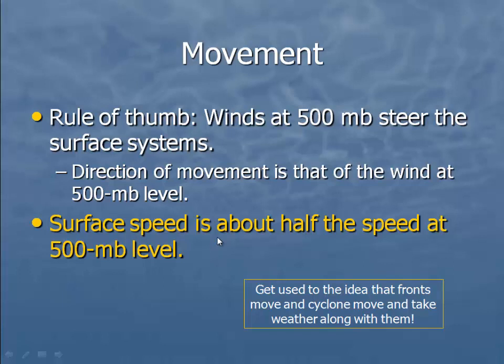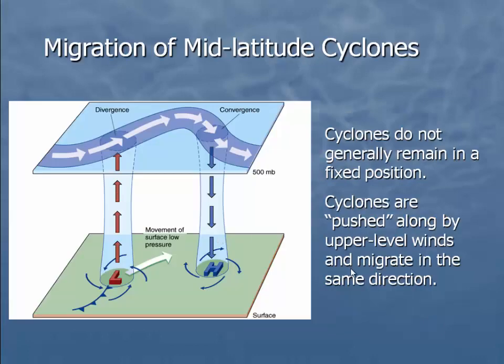So basically what you do, you launch a weather balloon, you figure out the 500 millibar winds. If they're 40 knots, the surface low pressure system will move at about 20 knots. And again, we see this time and time again. This is an old rule of thumb of forecasting, that if you want to forecast where the surface low pressure system is going to move, is Chicago here?